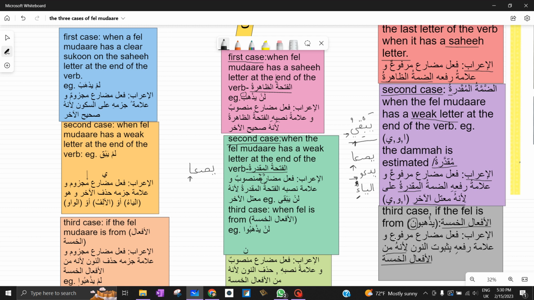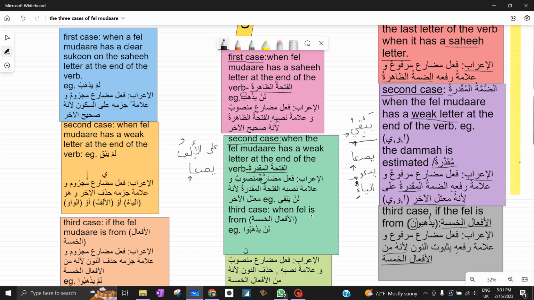I think I have missed this. You can add this: ala, like here you have done ala. Ala al-alif. You can add this with the i'rab. Ala al-alif li'annahu mu'tal al-akhir. That is the i'rab, how you do it.